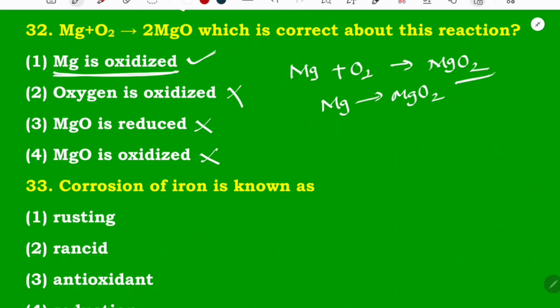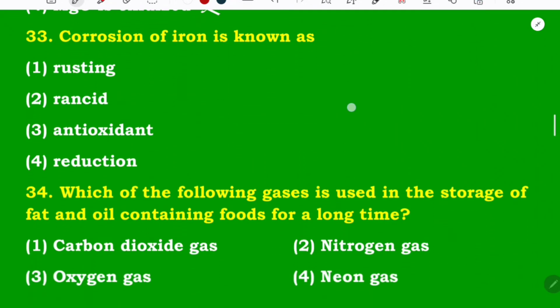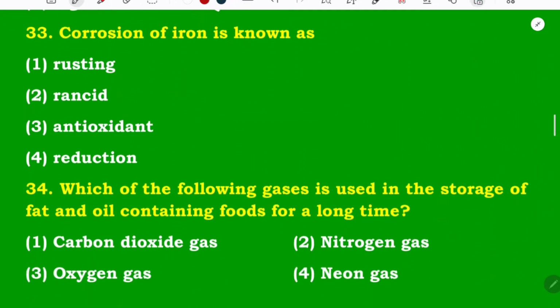Next one. Corrosion of iron is known as rusting. Rancidity means food particles, fats and oils, turn to a rancid smell. Antioxidants are opposite to the oxidation process and are related to reduction. Here it asks only about corrosion of iron, so we can call it rusting.